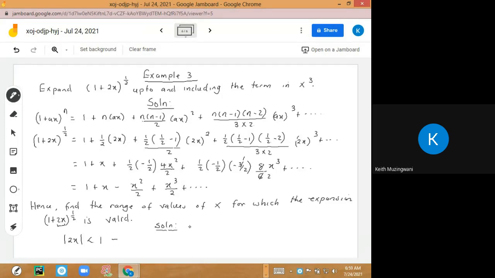Okay, now you understand that every number comes out of the modulus as a positive number, and then divide, so you'd get the modulus of x to be less than half. We did inequalities, and we saw that this is just the same as negative half less than x less than positive half.